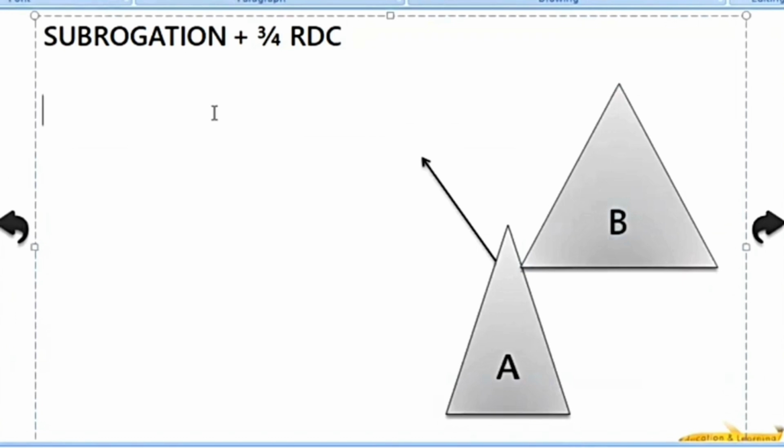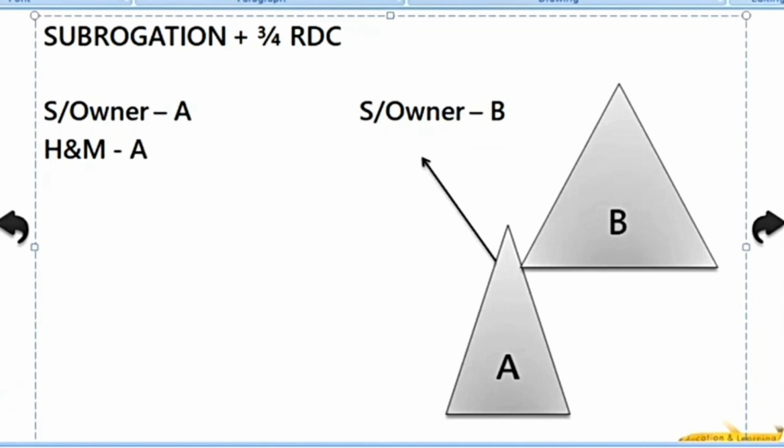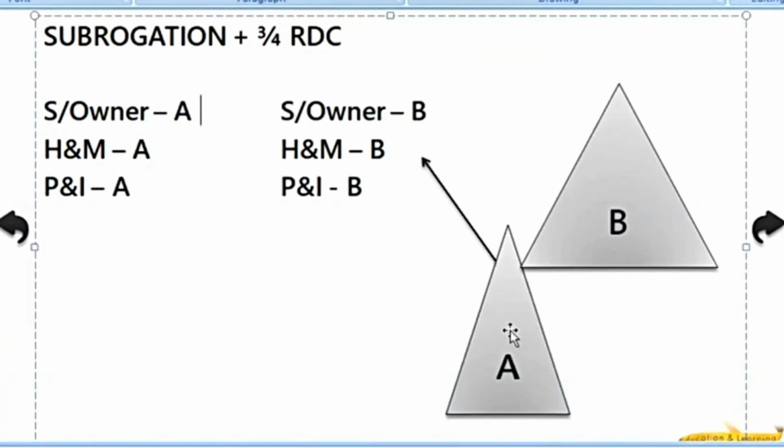Now, who are the parties involved? Ship owner A, and we have ship owner B. Then we have hull and machinery insurance company A, and then we have hull and machinery B, and there is no cargo. We don't involve cargo insurance, and there will be a third party liability. We have P&I Club A, and we have P&I Club B. So the damage caused to A is taken care of by hull and machinery insurance A.